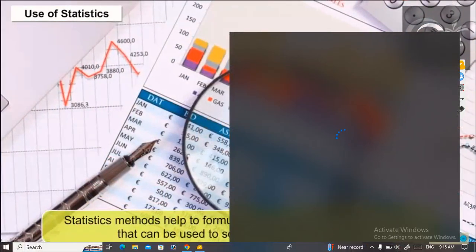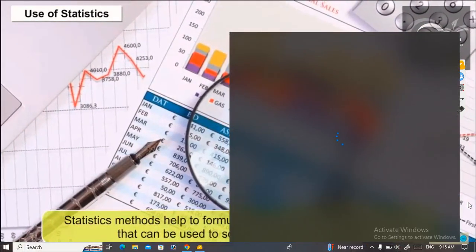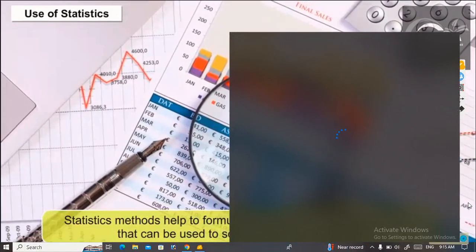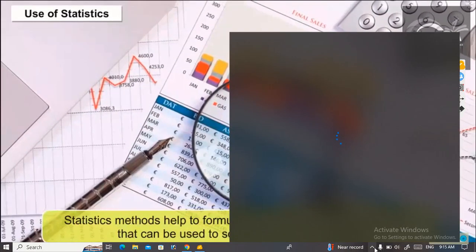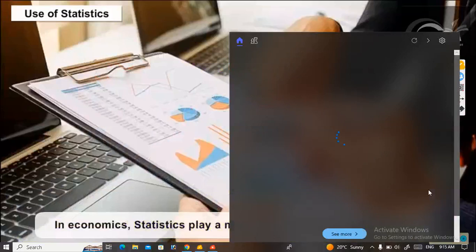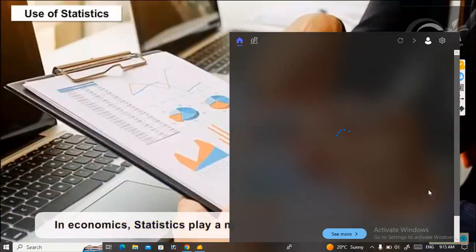Statistics methods help to formulate appropriate economic policies that can be used to solve economic problems. In economics, statistics plays a major role in decision making also.